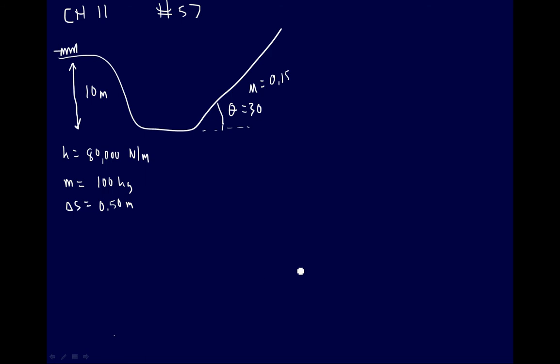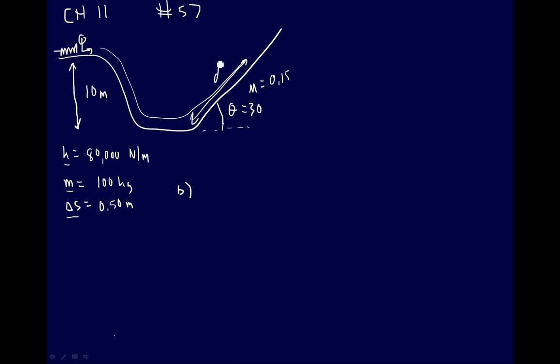Here's a problem someone asked about from chapter 11. I'm going to focus here on part B. Part B wants to know, there's a person, a physics student or something, up at the top with a spring of constant K of 80,000 newtons per meter, a mass of 100 kilograms, and the spring is compressed 0.50 meters. It's shot off, and the person's going to slide down this hill, and they want to know how far up this incline they're going to go.